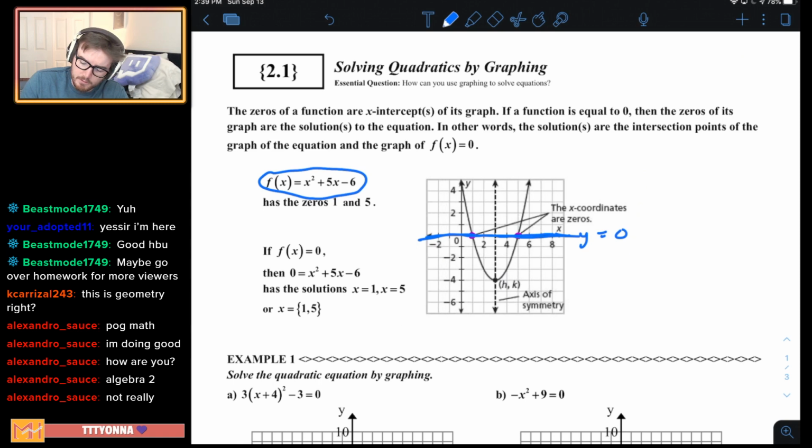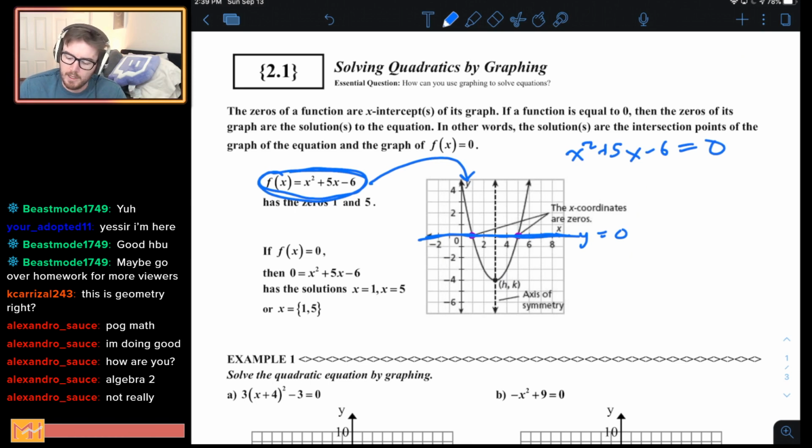So what we're saying is, here's this function right here. That's this graph right here. This function is this graph. What if we wanted to solve the equation x squared plus 5x minus 6 equals 0? This is a function which is graphable. This is an equation that we can solve, and there are two answers. Those two answers are 1 and 5, because that's where the function is equal to 0. Hence those 2 points being called the zeros.